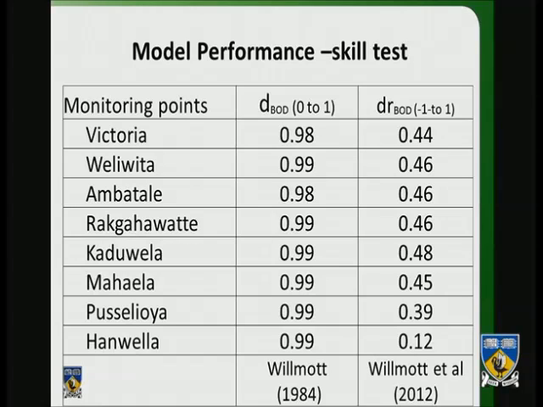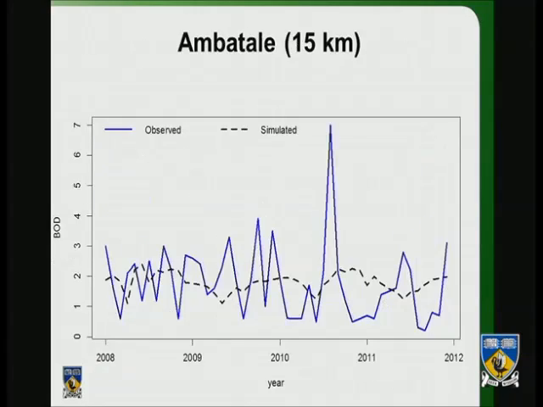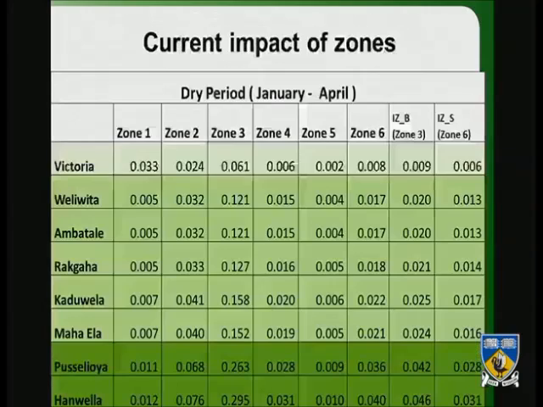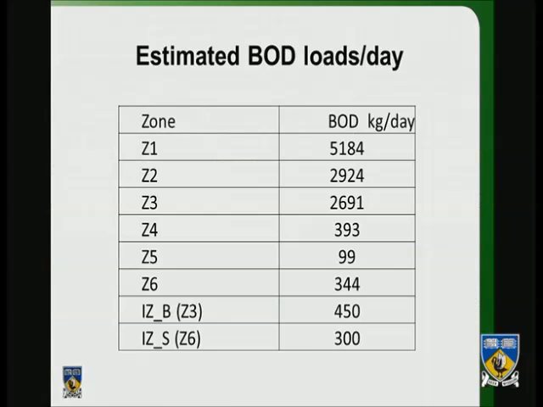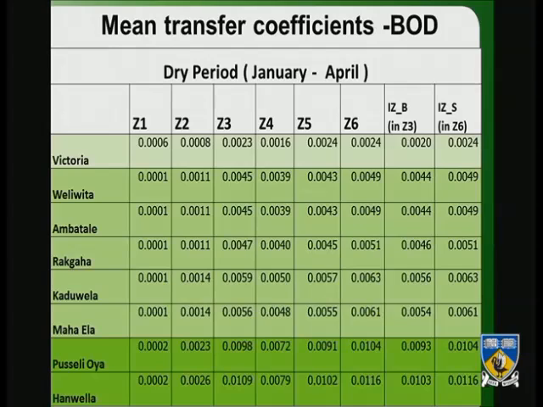Right. In your last table, you showed some numbers for transfer coefficients. It was not clear to me how you calculated those, but it seemed like a very important result. It is important. To read it, take one example: Ambatale, the water extraction point. Take zone 1, the impact of zone 1 on Ambatale. If I put 100 kilograms of BOD in zone 1, what is the BOD level change in Ambatale?